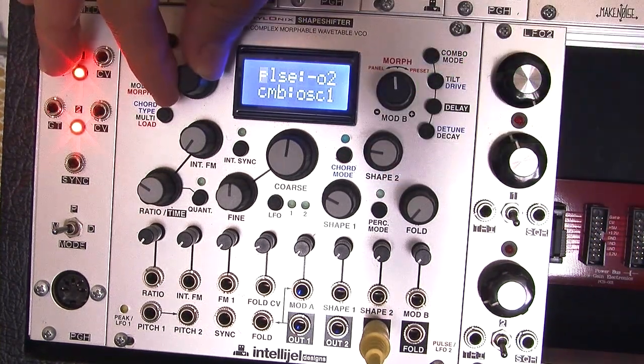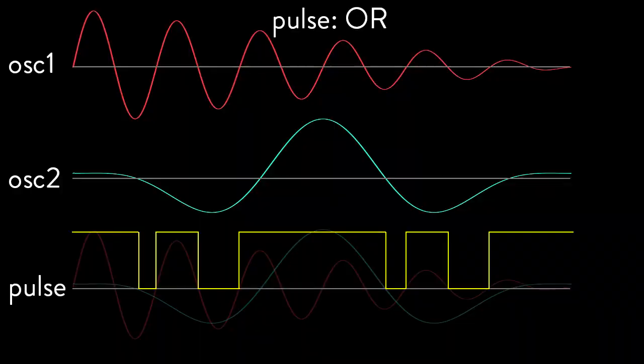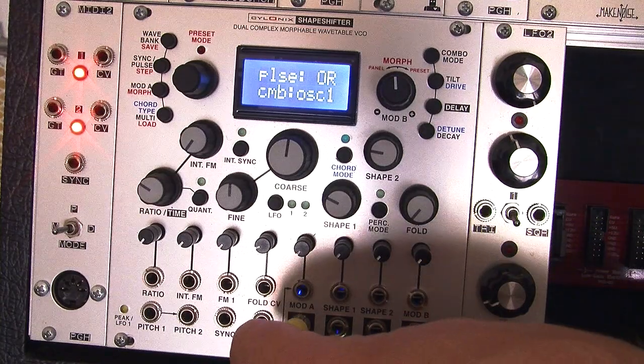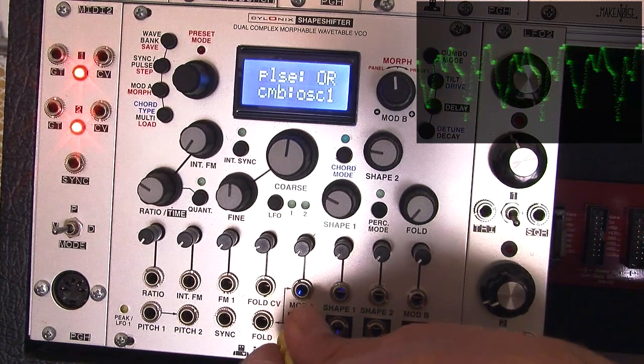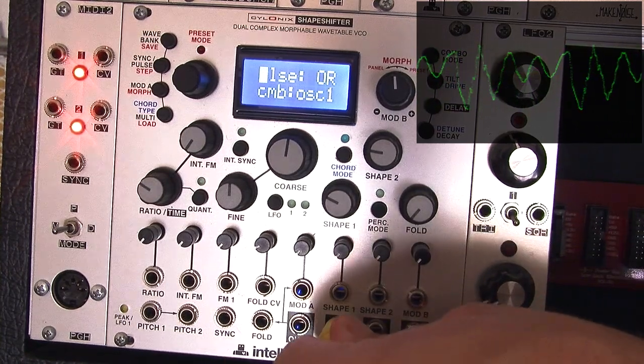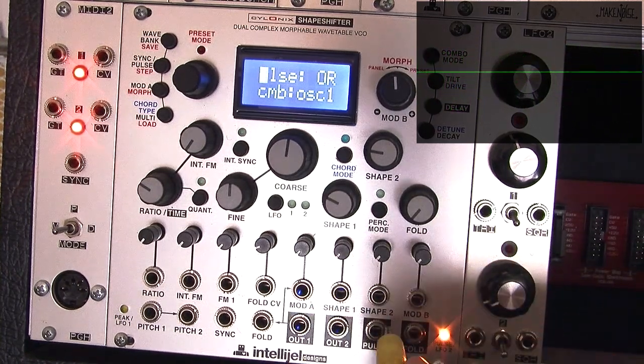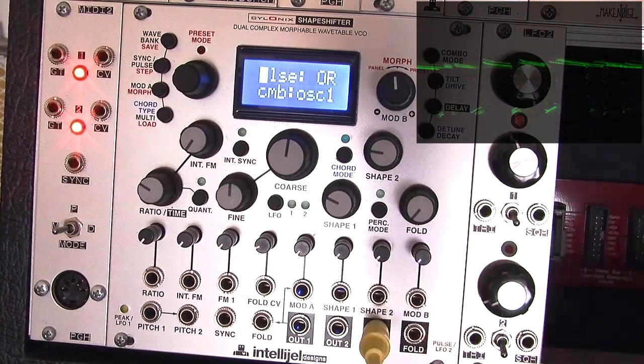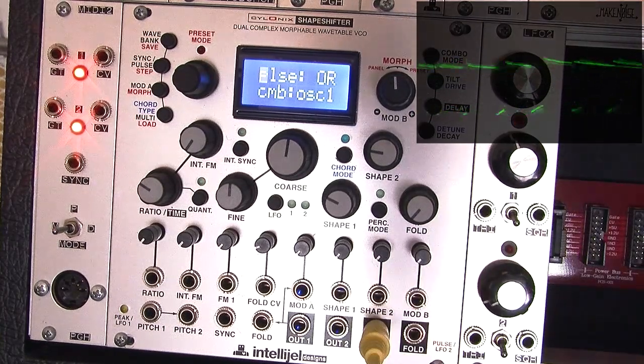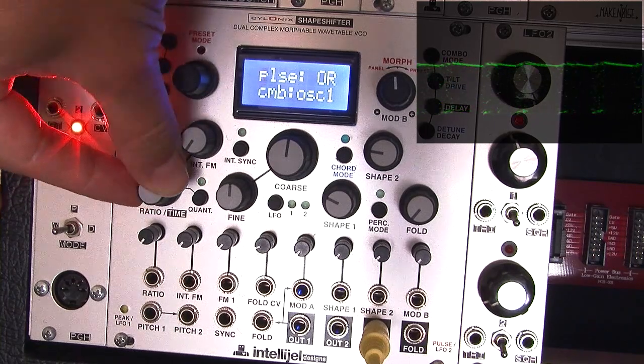The next option is a logical OR, which looks at both the oscillators 1 and 2, and it does a logical operation just like we saw in the last tutorial. Let's listen to the output of oscillator 1, output of oscillator 2, and here's the OR operation on it. I'll change the frequency of oscillator 2.